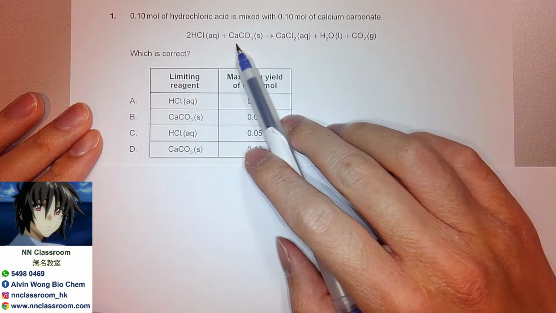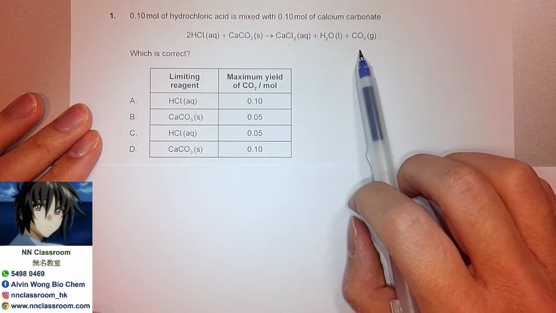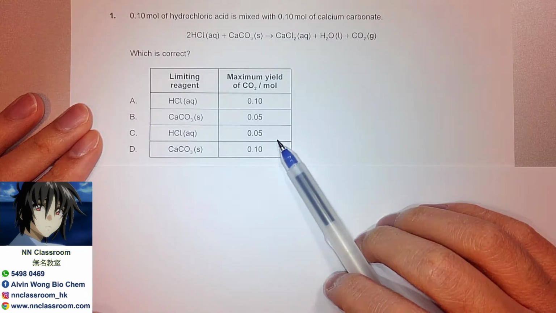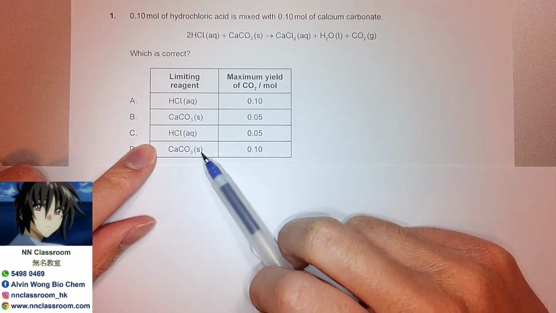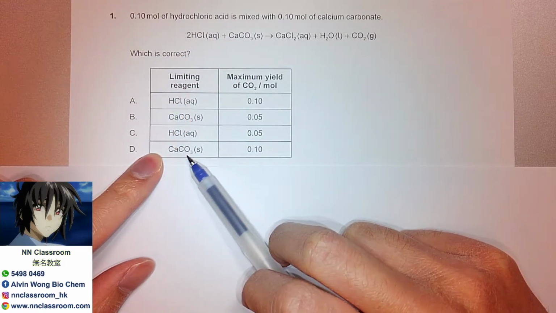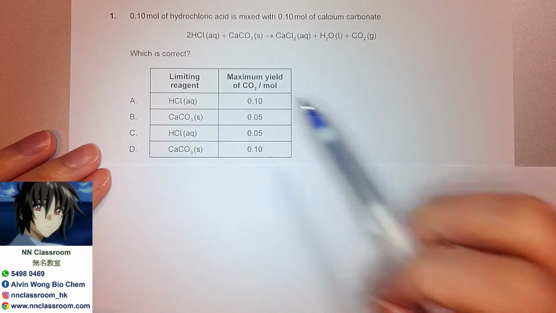carbonate according to the following chemical equation, which is a really classic, typical acid reaction that generates salt, water, and CO2, right? And it asks which of the following combinations is going to be correct. First of all, it tests whether the student can identify whether the HCl or the CaCO3 is the limiting reagent, and secondly, the yield of the carbon dioxide.